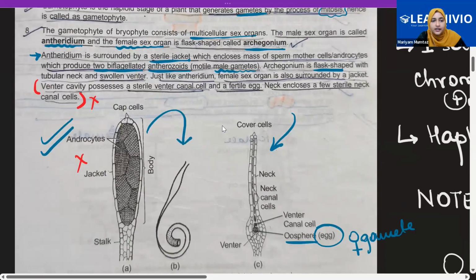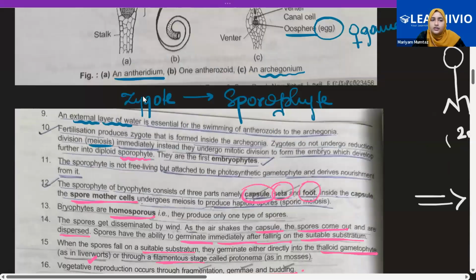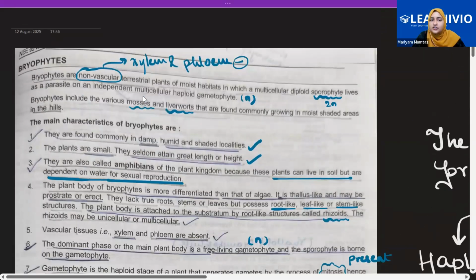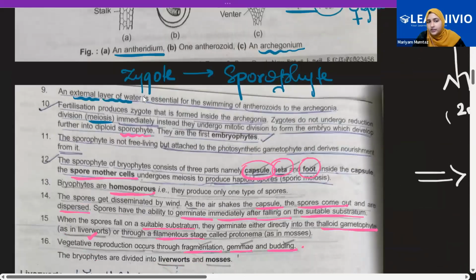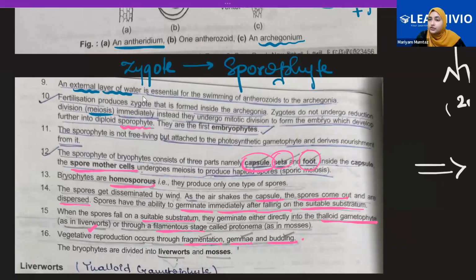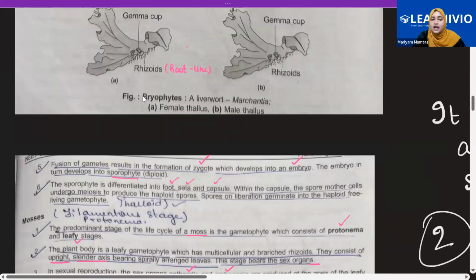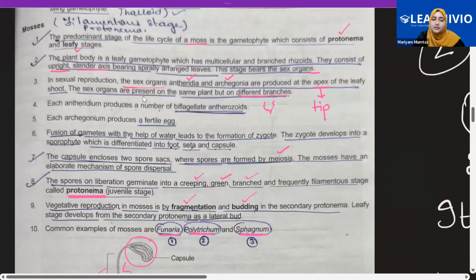Bryophytes, point 9 says that water is important for fertilization, meaning after the gametes are formed, in order for them to fuse with each other, they have to be brought together. They have to be brought to each other, and that is done with the help of water. That is why they are called the amphibians of the plant kingdom, because they require water to complete their sexual reproduction. Now, see, students, I will give you the notes, so don't worry about it.